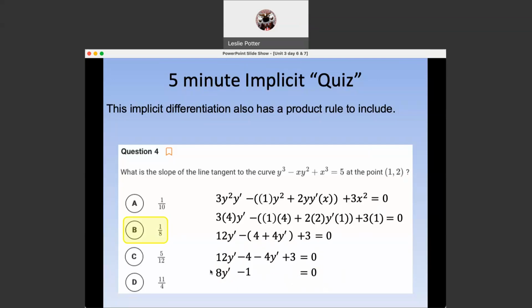At this point, I can look at that and see that y prime needs to be 1/8. So I just stop working and circle the answer and move on to the next problem. It's a little bit of a time saver.